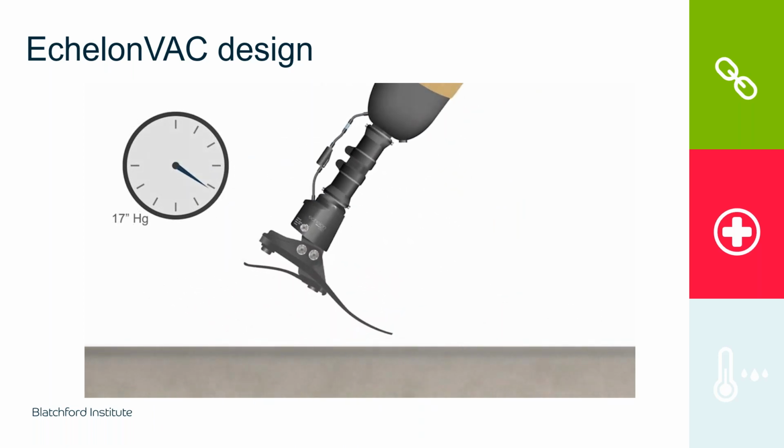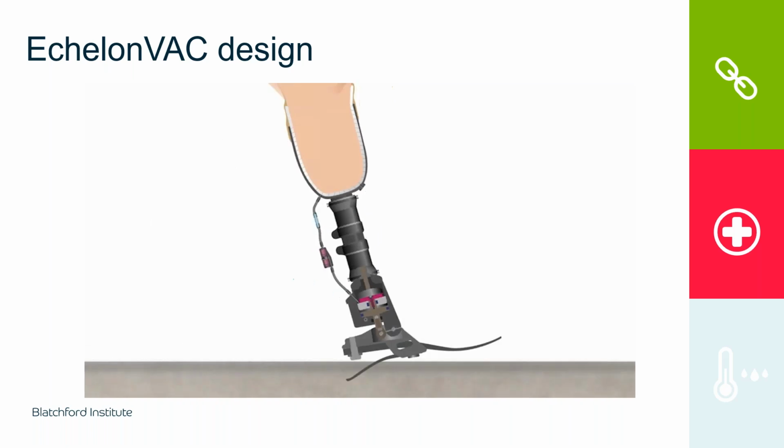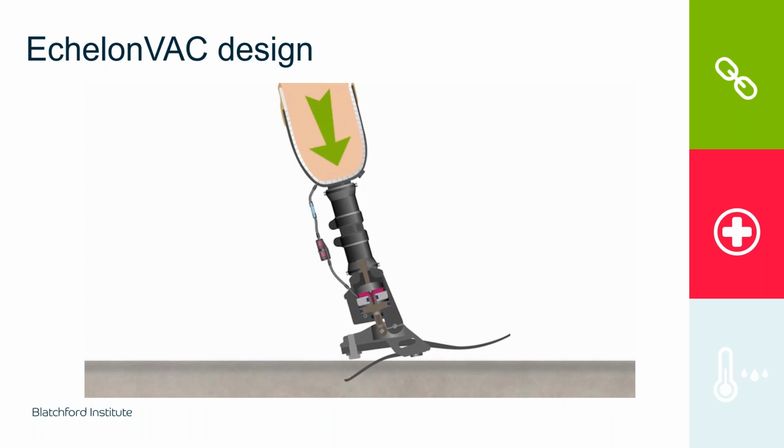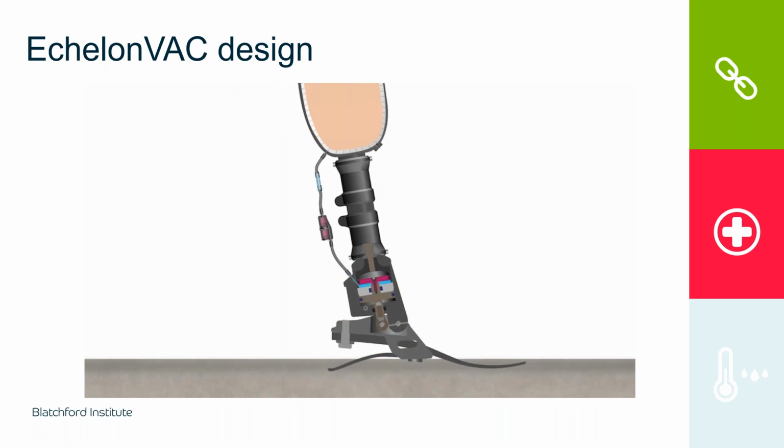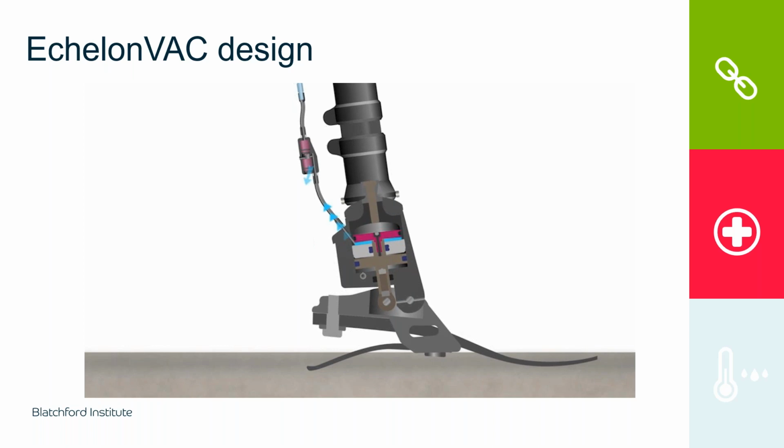So as you can see, in loading response, as the foot plantar flexes, air is drawn out from the socket via the one-way valve. So the one-way valve is the connector. You can see the two tubes on the left-hand side, and then there's a sort of pink unit within a black unit between them. So that's the one-way valve. So air is drawn out of the socket by the foot plantar flexing.